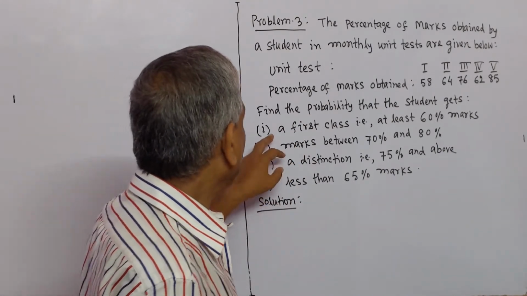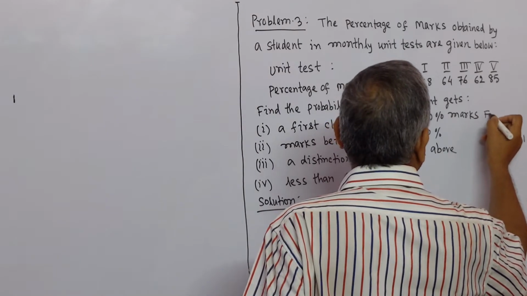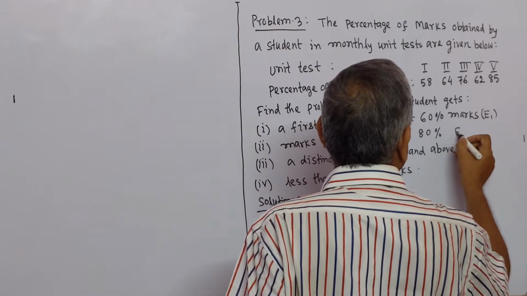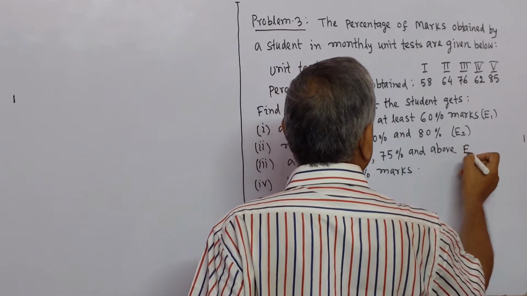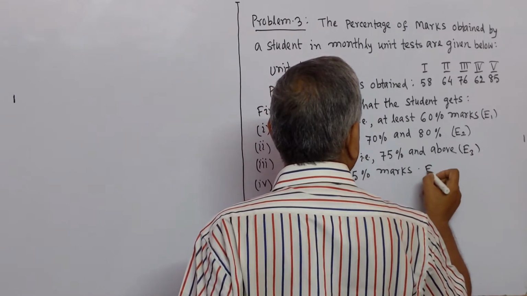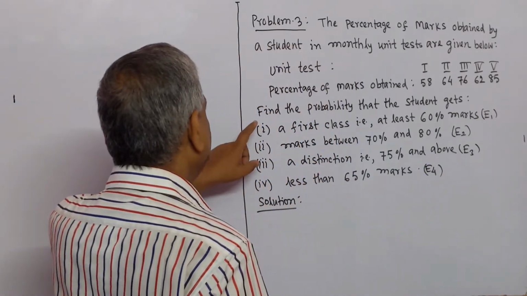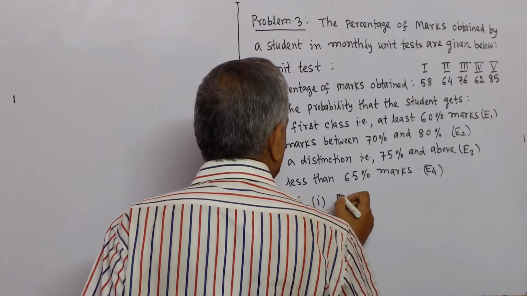Let number 1 be the event E1. Number 2 be event E2. Number 3 be event E3. Number 4 be event E4. Now we find probability for 1. Number 1, P(E1).